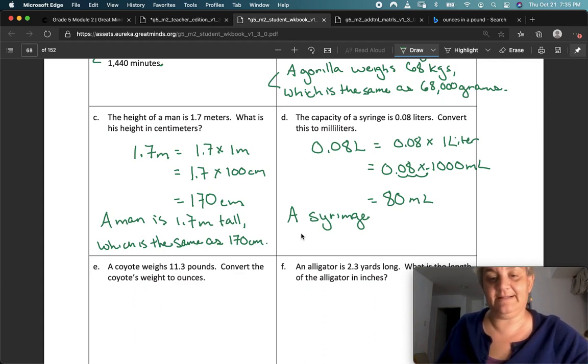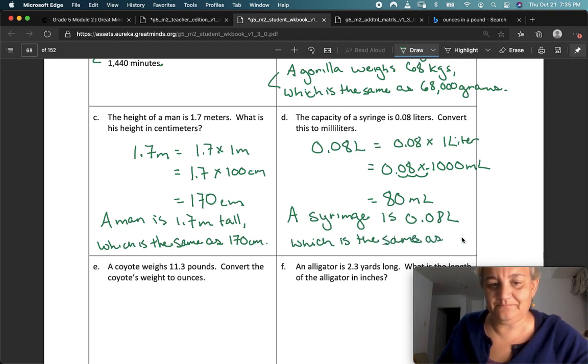So, okay, a syringe is 0.08 liters, which is the same as 80 milliliters. Okay.